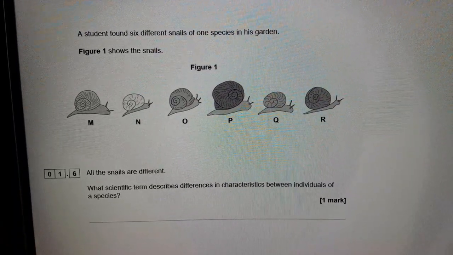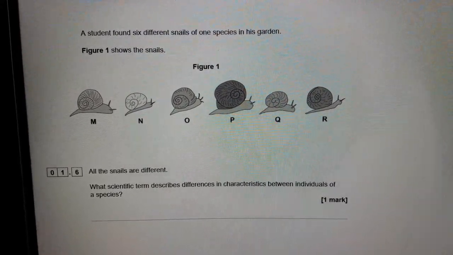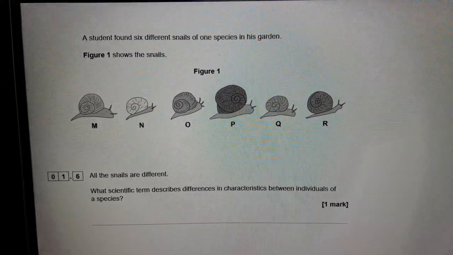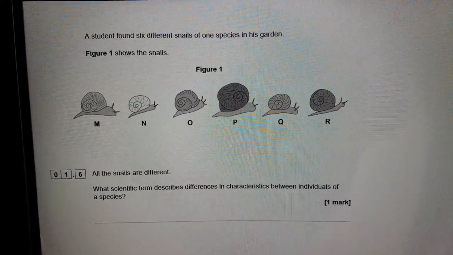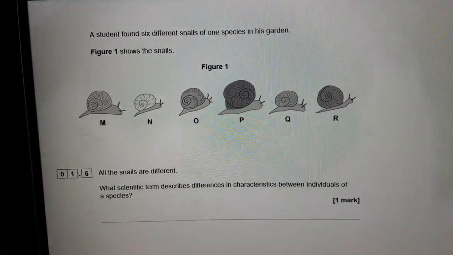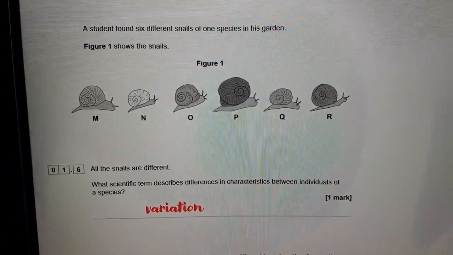Adaptations and variety. We get this from our sexual reproduction. Why are they any use? Let's look at questions 1-6 and 1-7. Okay, so let's take a look at those. Here we go with some lovely snails. And you can see they're all different. What do they all have if they're all different? Write down the answer. You can pause the video and write it down. Go on, do it. So my scientific term that's describing these differences is, of course, variation.